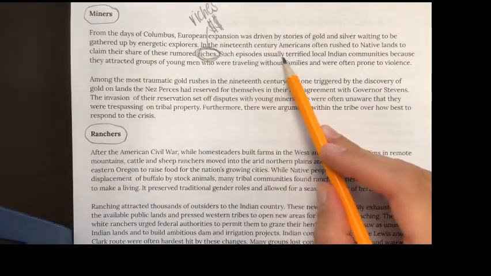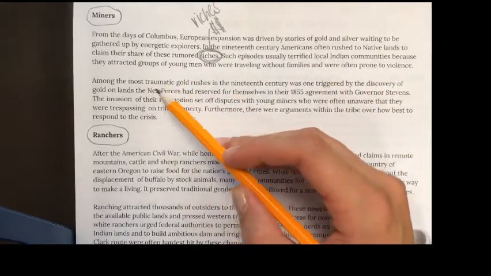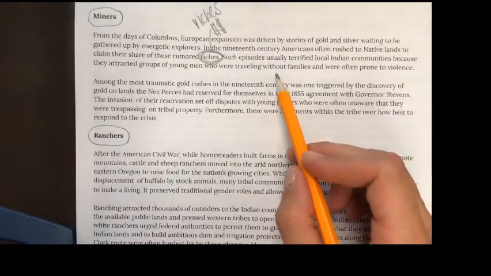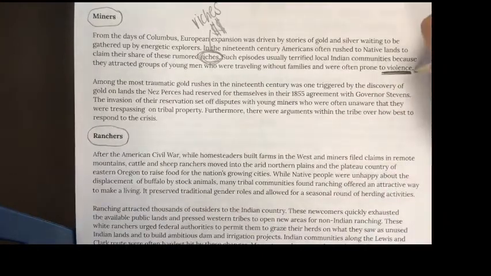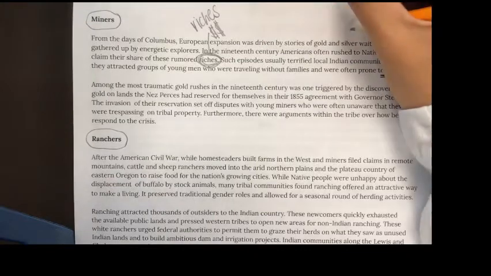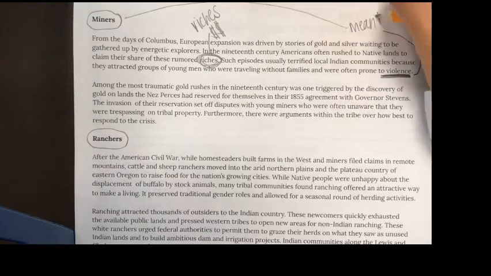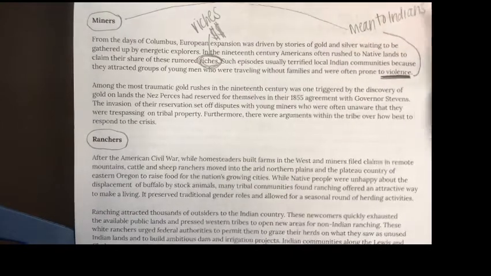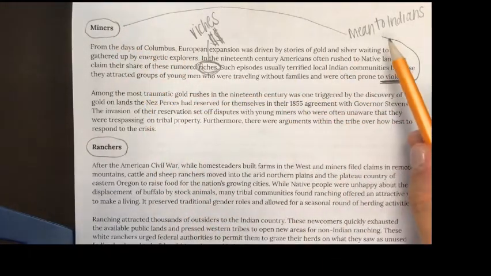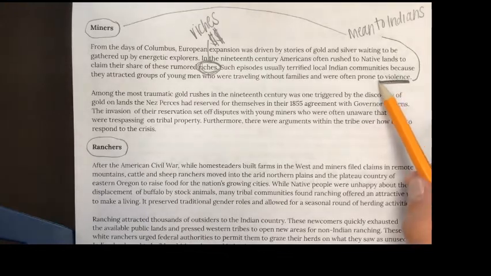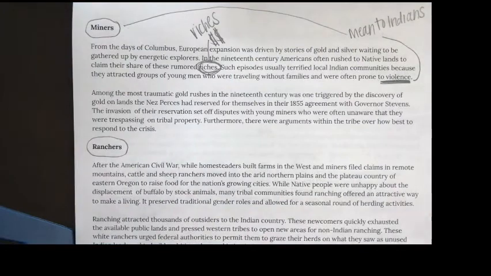Such episodes usually terrified local Indian communities because they attracted groups of young men who were traveling without their families and who were often violent. So I know that's one way miners were mean to Indians. Right? It says they came to their land. Miners came to the Indians' land because they wanted gold, and they often were violent. The miners were violent towards the Indians.